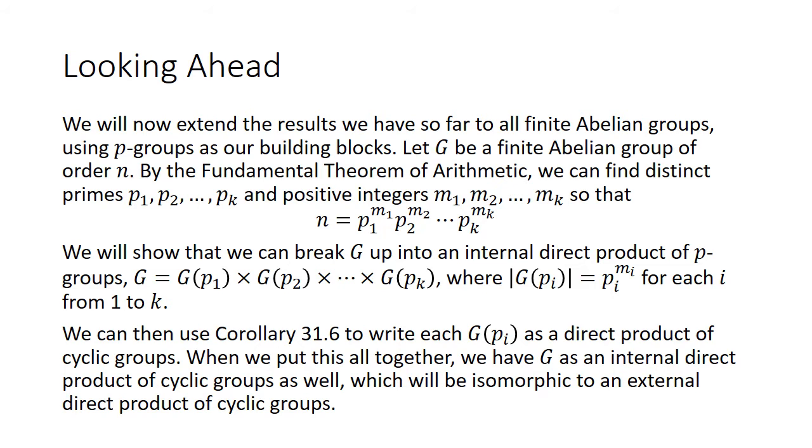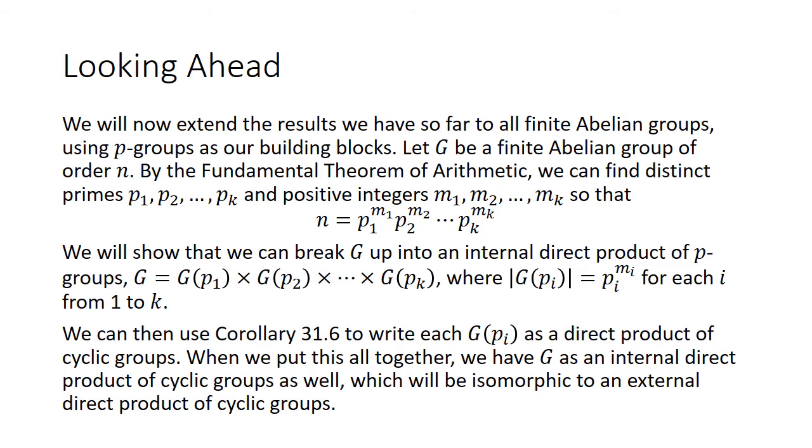So we're going to do the same thing for all groups that are finite and abelian. So let G be a finite abelian group of order n. By the fundamental theorem of arithmetic, we can find distinct primes p1, p2, up through pk. So in the last activity, those were 2 and 3. And we can find positive integers m1, m2, up through mk, so that n equals p1 to the m1, p2 to the m2, and so on up through pk to the mk.